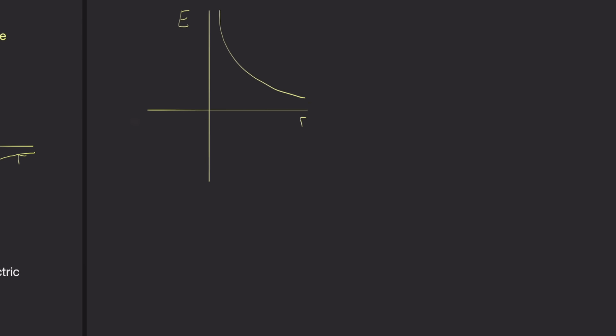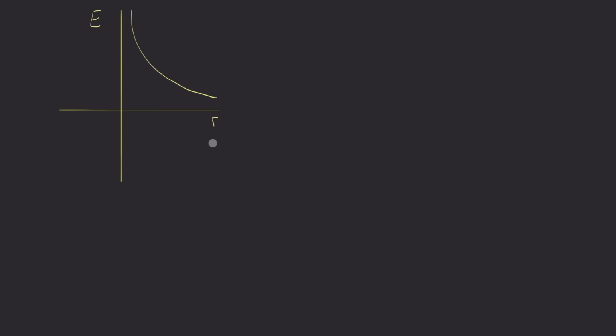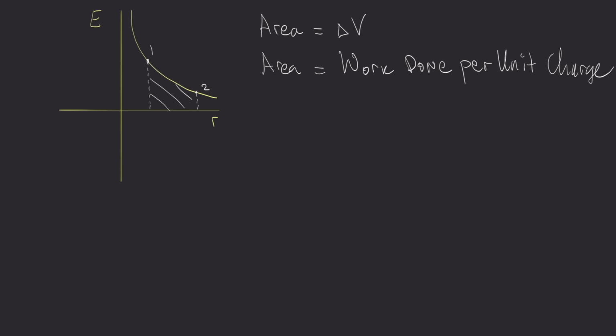Sometimes you can also come across a graph such as this one. You have the electric field strength against distance. Well, we could do the reverse. We can pick 2 points, let's say point 1 here and point 2 here. Then we may need to estimate the area of the graph. And if that's the case, the area is equal to the potential difference. Area will be equal to the work done per unit charge to move from one point to the other.